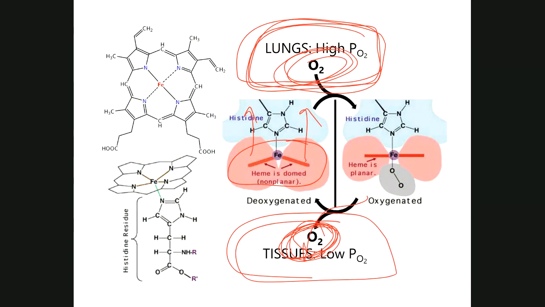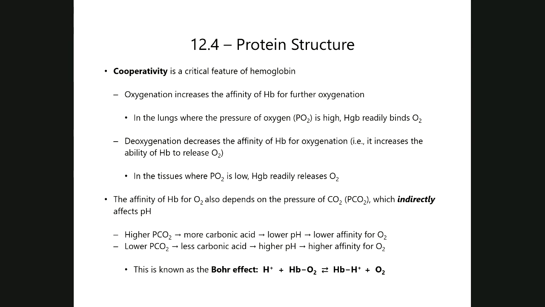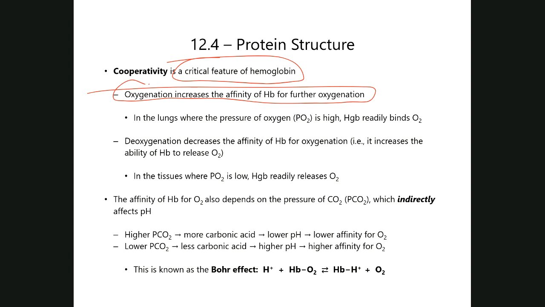Okay, this is the important function of cooperativity. So again, it's a critical feature of hemoglobin. Everything that I've said is on this slide, right? So oxygenation, what it ultimately does is that it increases the affinity of hemoglobin for oxygen. What that means is that as it gets progressively more and more oxygenated, the affinity of that hemoglobin for oxygen increases. It can bind more and more and more oxygen and better and better and better. And this is very, very important.